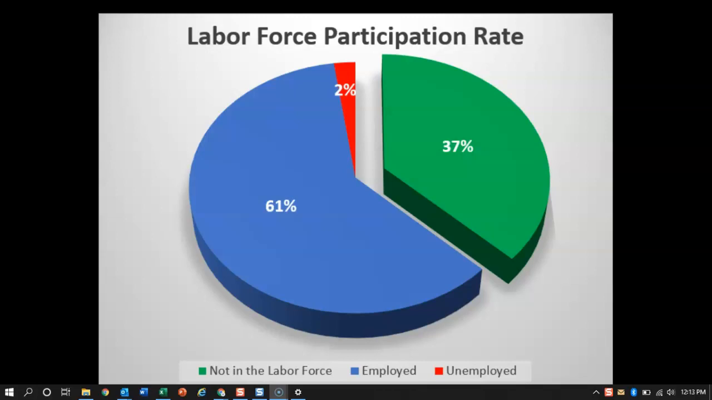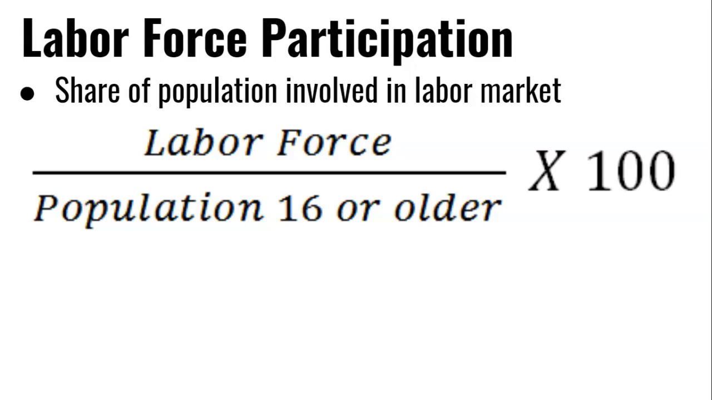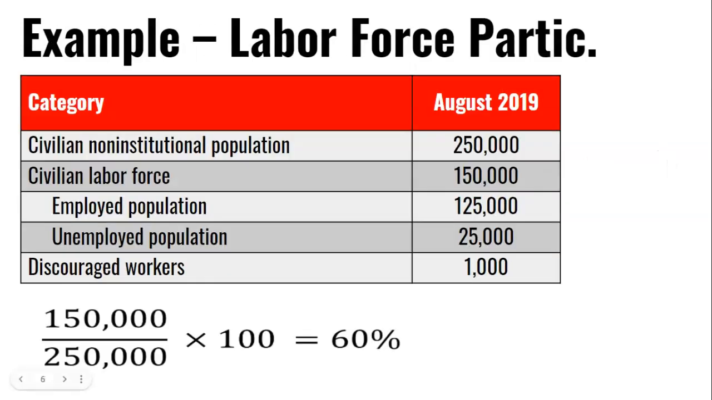Now, how do we calculate the number? Well, if we have data, we would take the overall labor force, that's employed plus unemployed, and then divide it by the overall population, 16 or older, and multiply by 100 to get a percentage. If we're using data, you can have a table like this, and this is constructed to look sort of like the Census Bureau's data, Bureau of Labor Statistics.